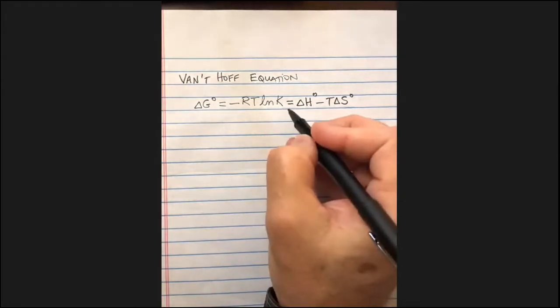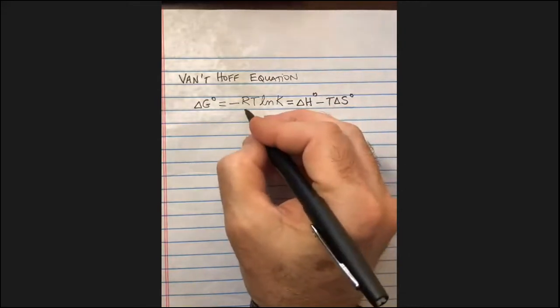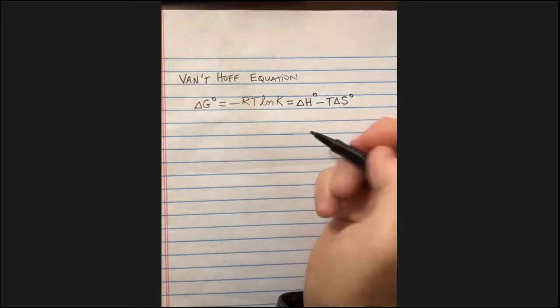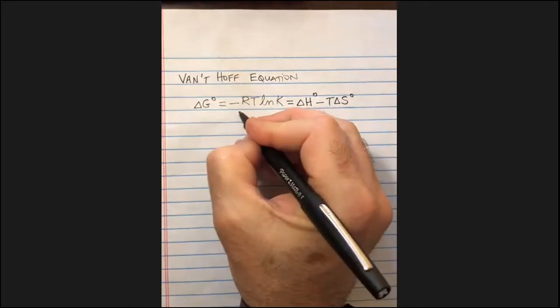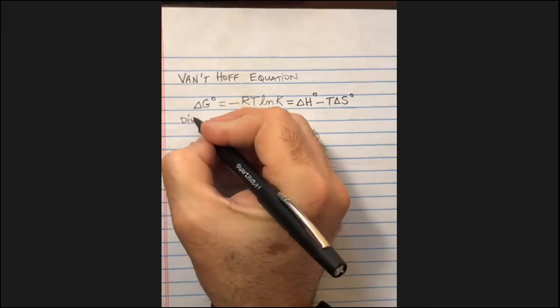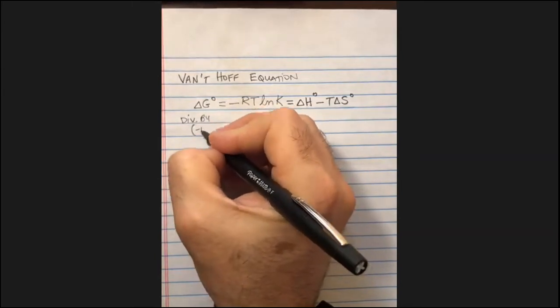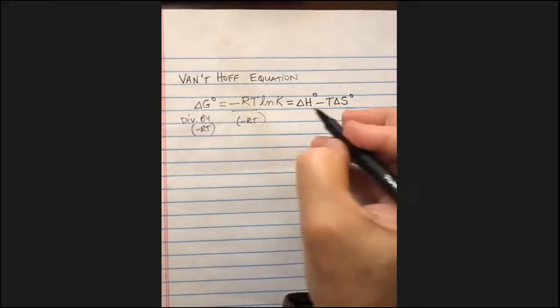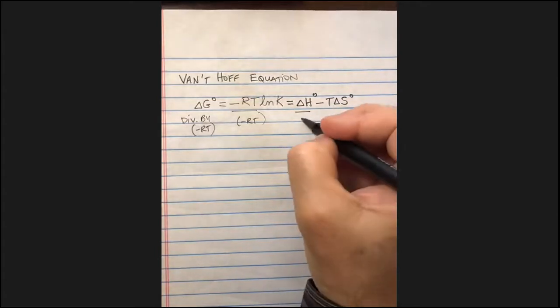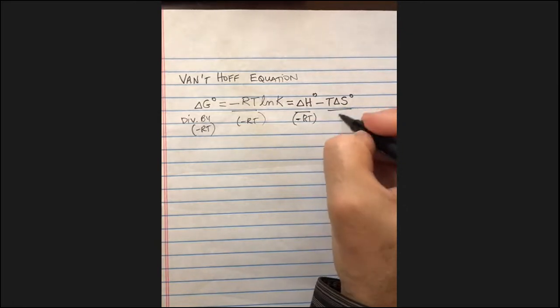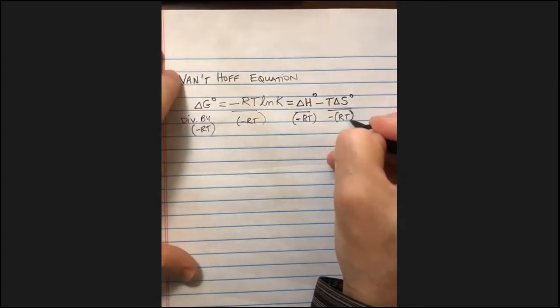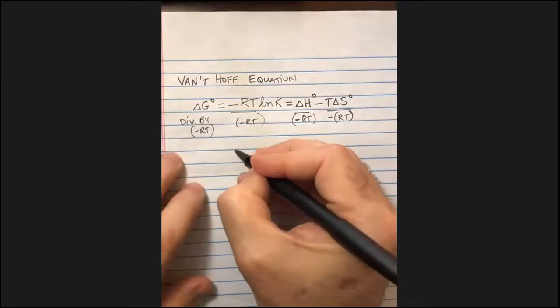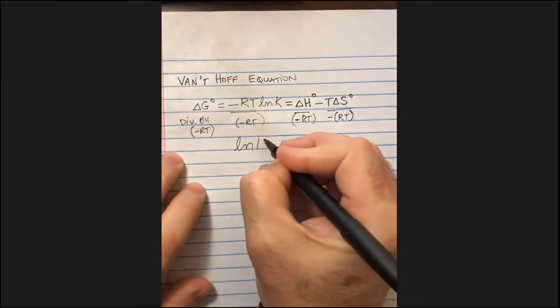What if I take this and I divide both sides by negative RT? So I'm going to divide by minus RT. So I get, on the left side, log of K.